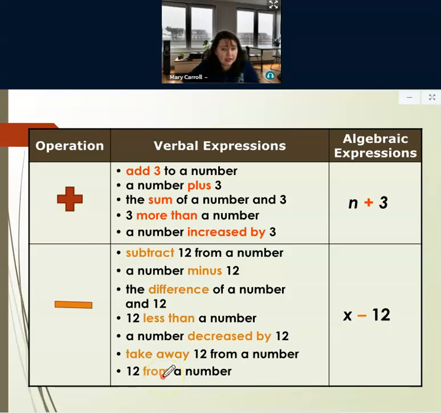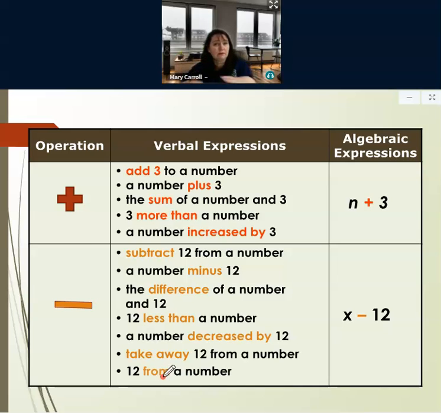So since we're talking about algebraic expressions, we're going to be doing verbal expressions for them. So you're given something like, say, x plus 3. There's a lot of different ways we could write in a verbal expression what x plus 3 is. Well, obviously I could write a number and 3, right, or n plus 3. Add 3 to a number, plus 3, the sum of a number and 3, 3 more than a number, increased by 3. There are so many different ways we could write this.